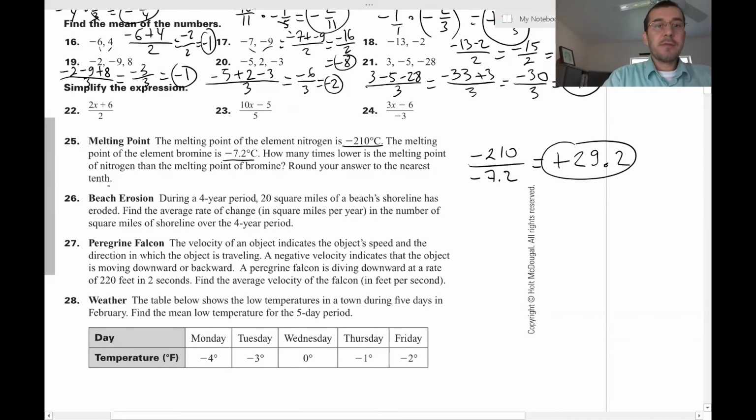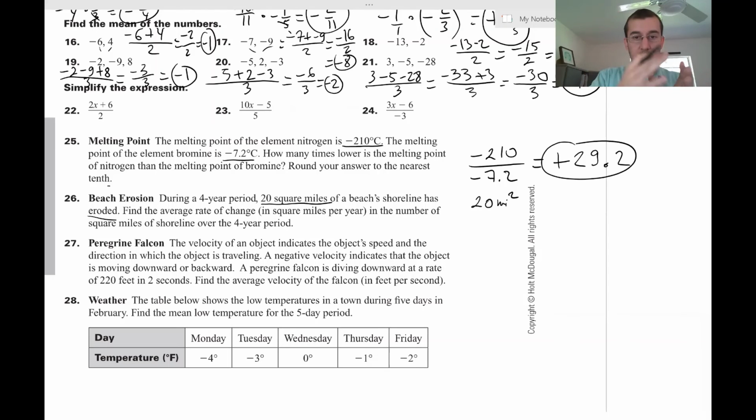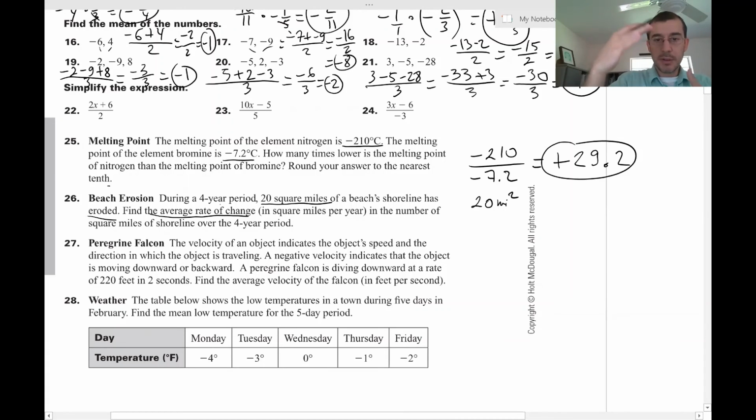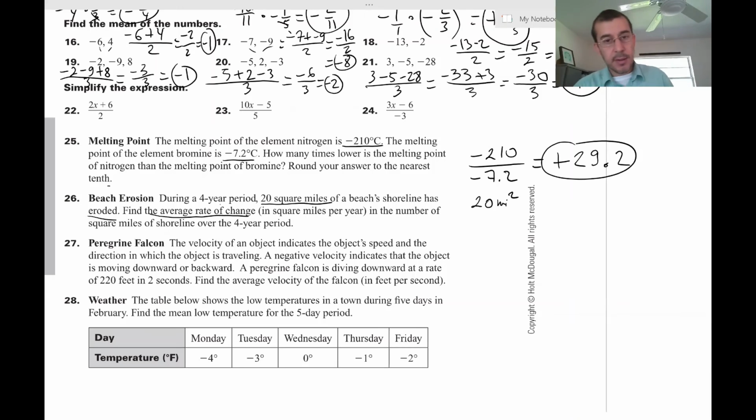Beach erosion. During a 4-year period, 20 square miles of a beach shoreline has eroded. So eroded, that means it's a negative connotation. So it's a negative, okay? So the beach shoreline is narrowing, right? It's becoming smaller and smaller. So it's a negative number. So during a 4-year period, we have to find the average rate of change. The rate of change will be negative, right? Because it's decreasing that shoreline.